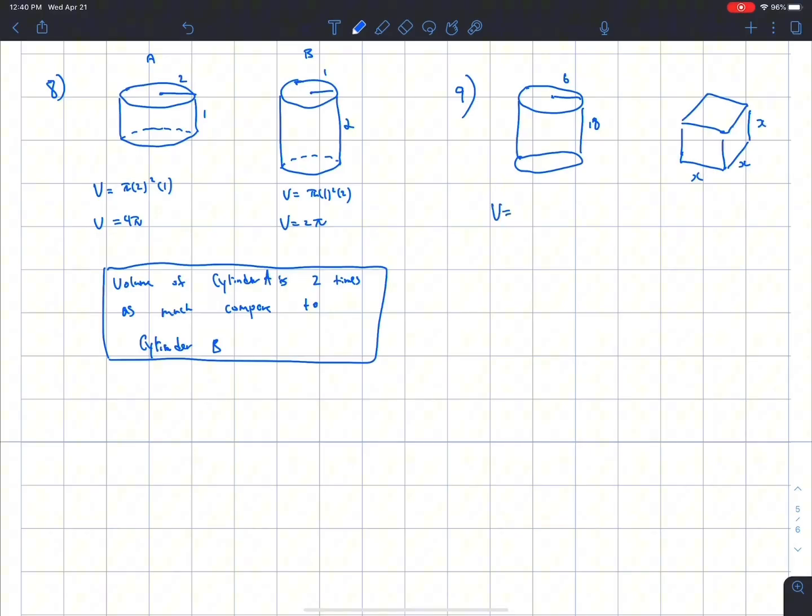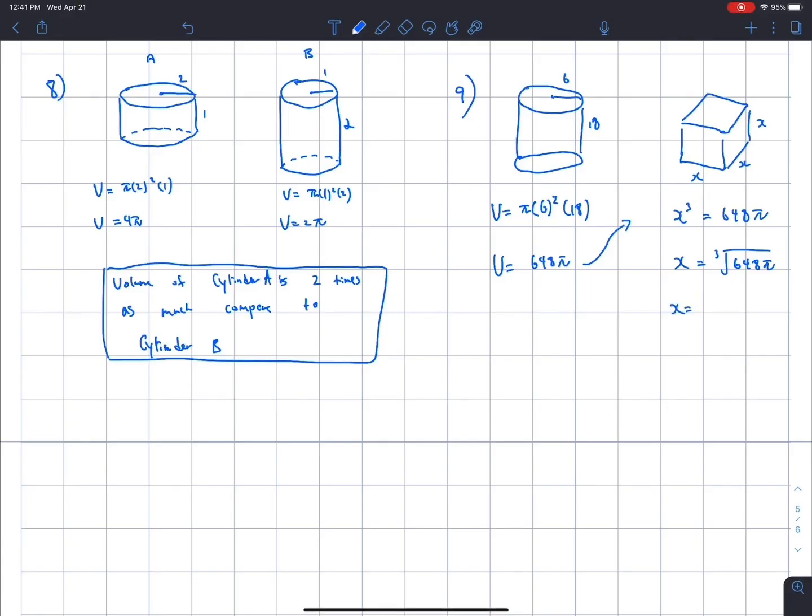So I can first find the volume of the cylinder, pi r squared, so pi times 6 squared times 18. I got 648 pi. Now I can say that the volume of the cube is x to the power 3, just x times x times x, which should equal 648 pi, because they have the same volume. And now I can just take the cubic root on both sides to find x.